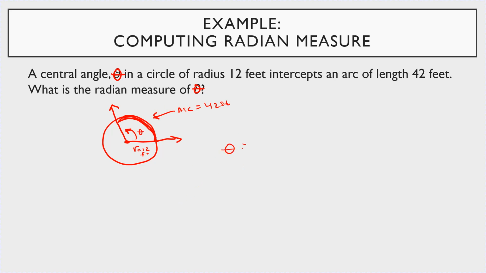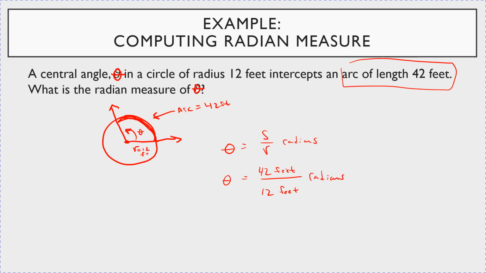All right, well, theta is equal to S divided by R radians. So the angle theta would be the length of the arc, which is 42 feet, divided by the radius, which is 12 feet, and then radians. Well, look what happens here. Feet cancel, okay? And then, what is 42 divided by 12? That just gets you 3.5 radians.